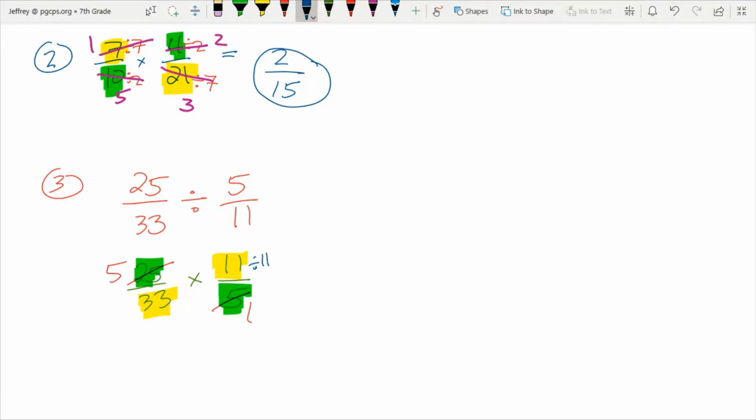Oh, I told you I'm not going to show it, but anyway. So 33 divided by 11 is 3, and 11 divided by 11 is 1. So 5 times 1 is 5, and 3 times 1 is 3. So we are done. This is the simplest answer. So 5 over 3 changed to a mixed number is 1 and 2/3. Because how many times does 3 go into 5? 1 time. And 2 is the remainder, so 2/3. And we are done for number 3.